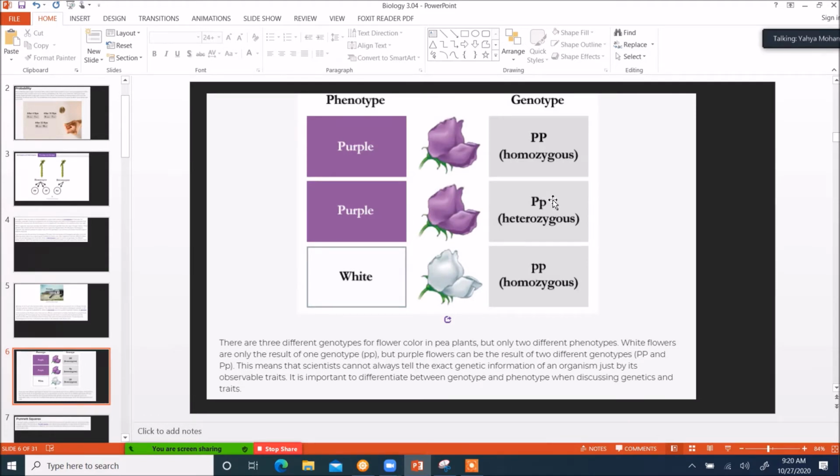Would you say that these two plants here have the same genotype or different genotypes? Different, and why?